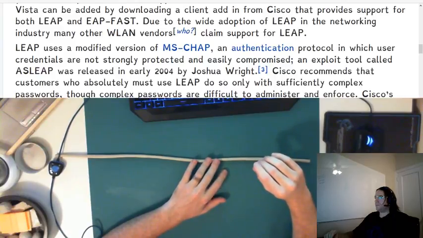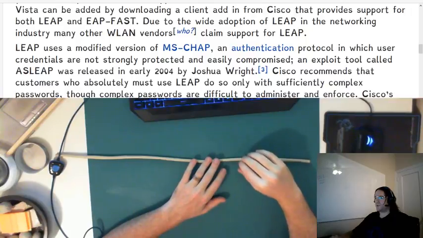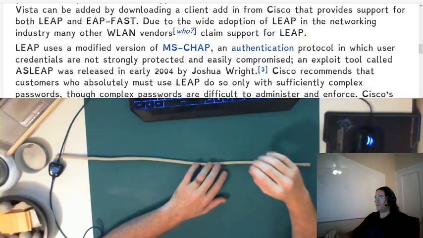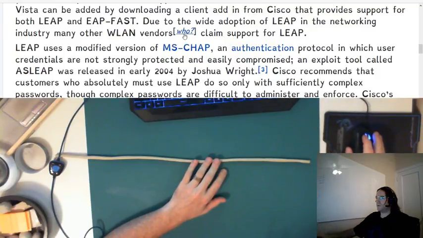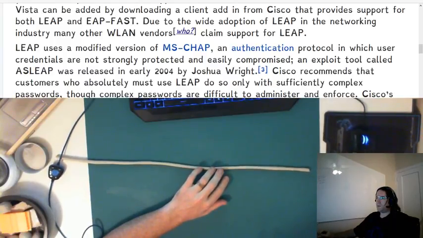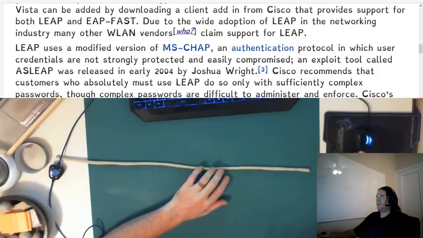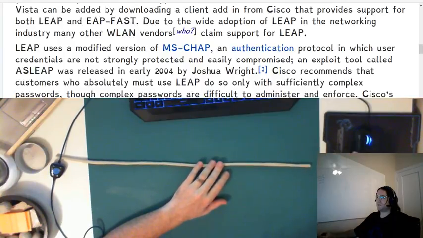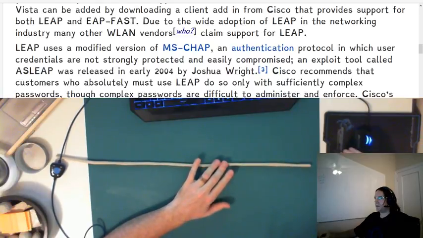Due to the wide adoption of LEAP in the networking industry, many other WLAN vendors claim to support LEAP. Okay. LEAP uses a modified version of MS-CHAP, an authentication protocol in which users' credentials are not strongly protected and easily compromised.